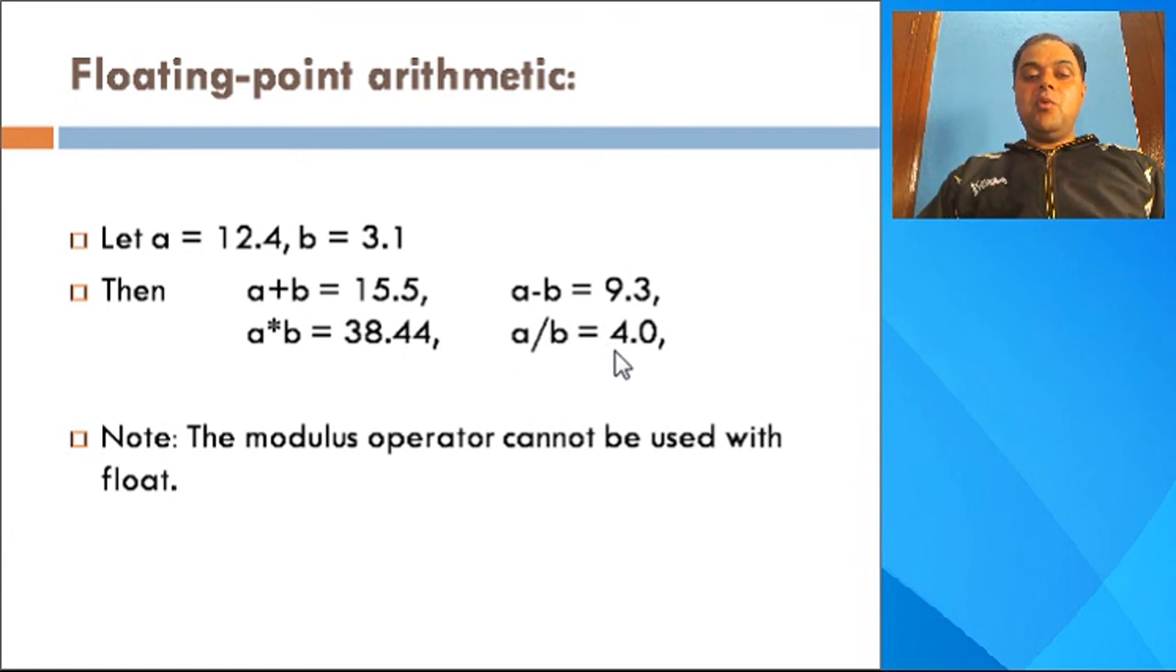Now it is 4.0 because it is a decimal value. When you divide 12.4 by 3.1, you get 4, but it is floating point arithmetic, so it gives us the value 4.0. We don't have the modulus operator here because the modulus operator only works on integers. The modulus operator cannot be used with float, because we don't have any remainder in decimal values. We only have remainder in integer values.